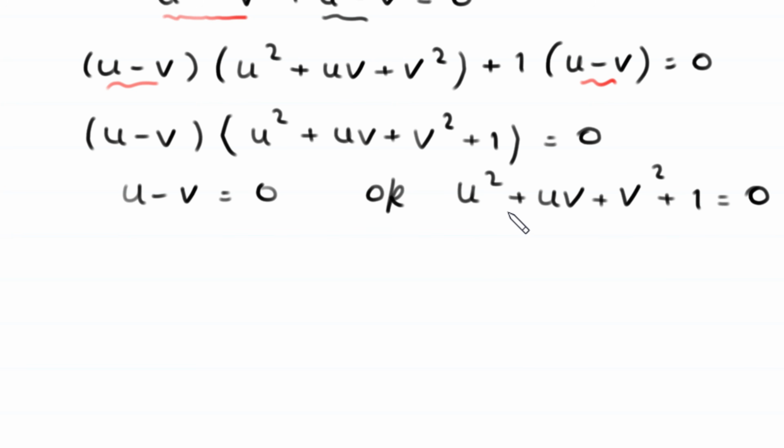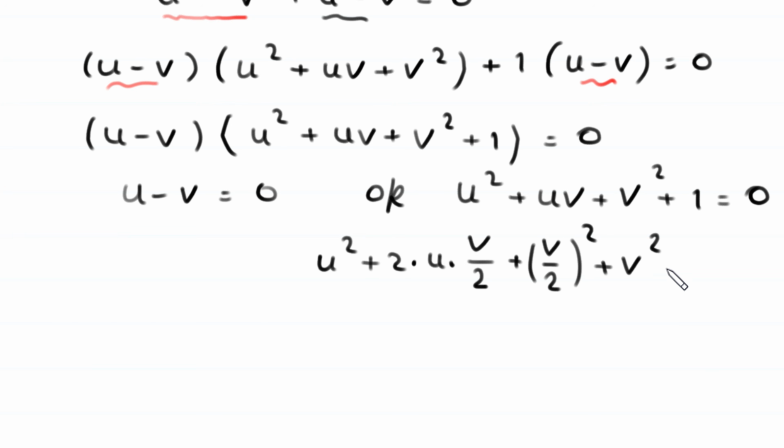From this expression we prove that this left hand side can never be equal to 0. So we make here a perfect square. We can rewrite this expression as u squared plus 2 times u times v over 2. To complete the square, we add here v over 2 whole squared plus this v squared. Since we have added v over 2 whole squared, we subtract v squared over 4. This plus 1 remains the same, plus 1 equal to 0.